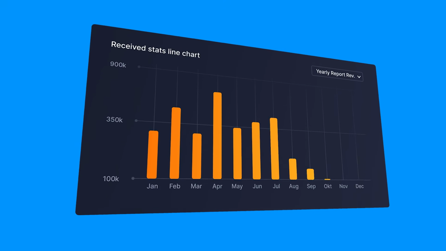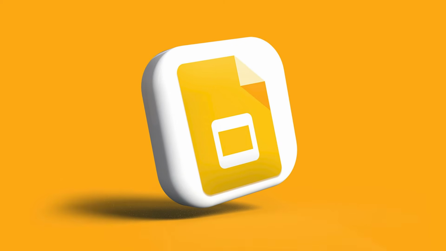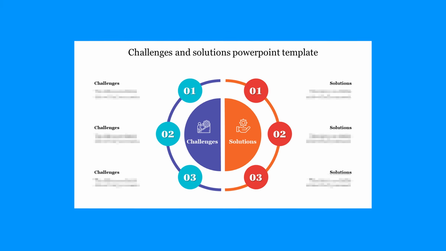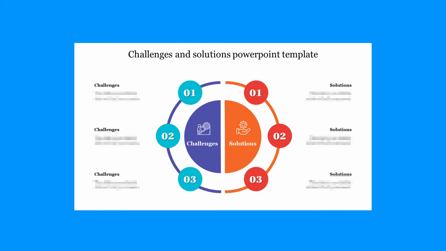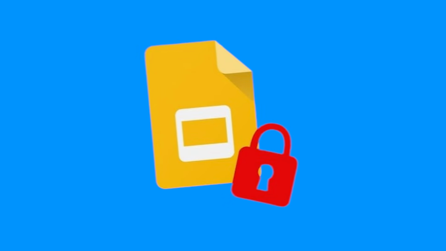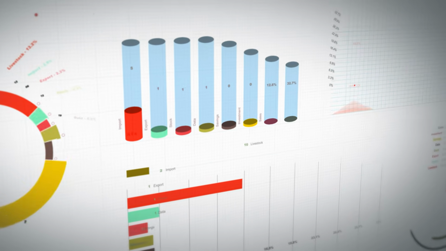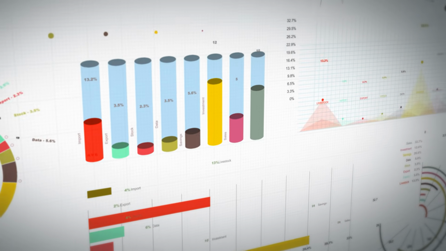Create a project report to summarize your results. Use Google Slides to highlight key milestones, deliverables, and metrics. Include a section reflecting on challenges and successes, which can serve as a learning tool for future projects. By locking files and presenting a polished report, you protect your work and leave a lasting impression on stakeholders. This approach not only showcases results, but sets a high standard for your next project.